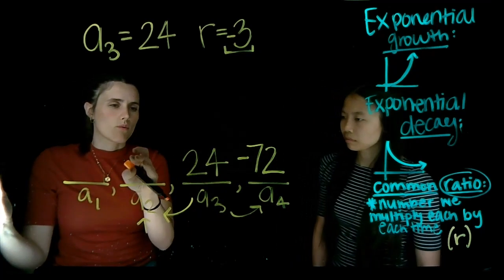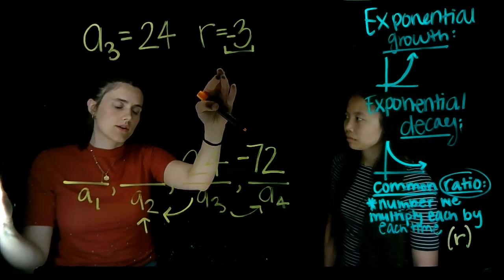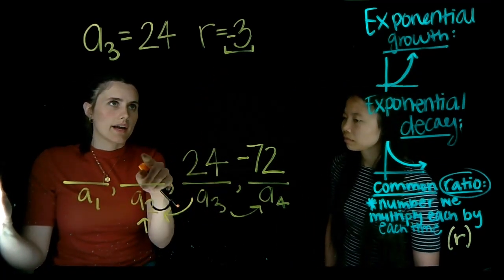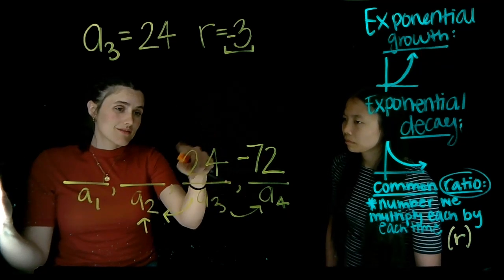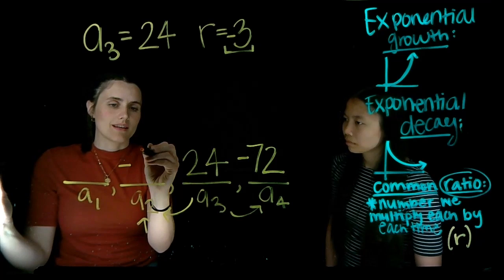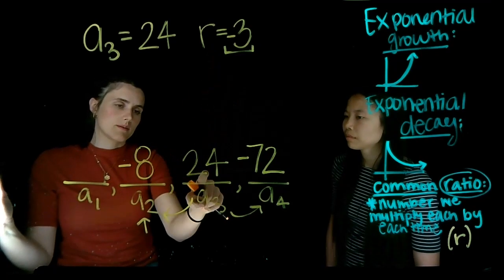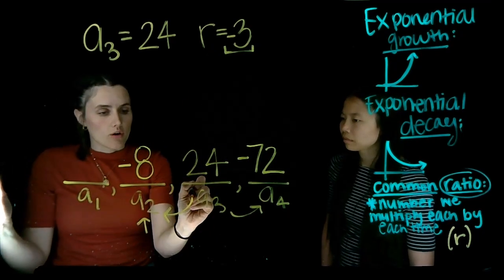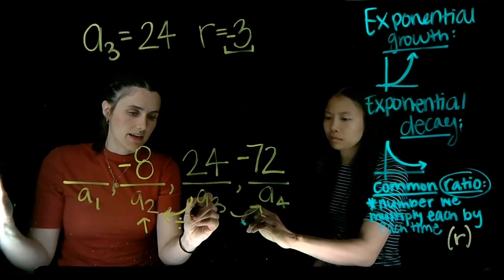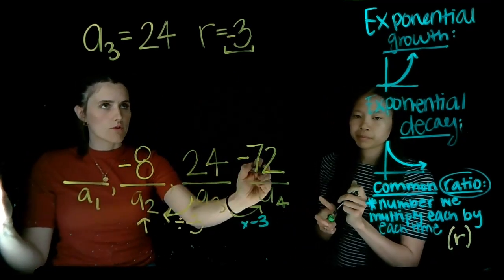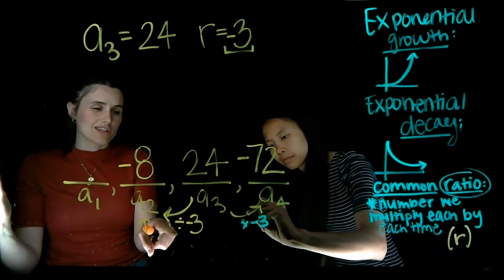Think in your mind, okay, what number times 3 is going to give me 24? Well, I know that 8 times 3 gives me 24, but I need it to be a positive 24. So this would have to be a negative 8, because negative 8 times a negative 3 gives me positive 24. Or you can go backwards by, instead of multiplying by negative 3, dividing by negative 3. So when you're going forwards, you're multiplying by negative 3. When you're going backwards, you're dividing by negative 3.